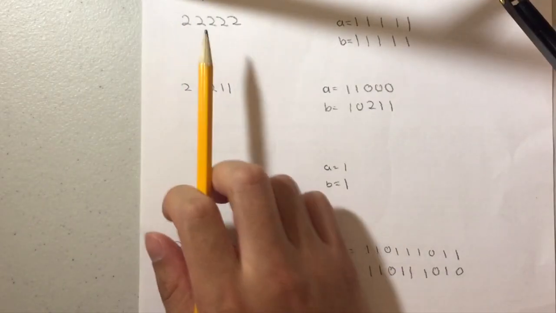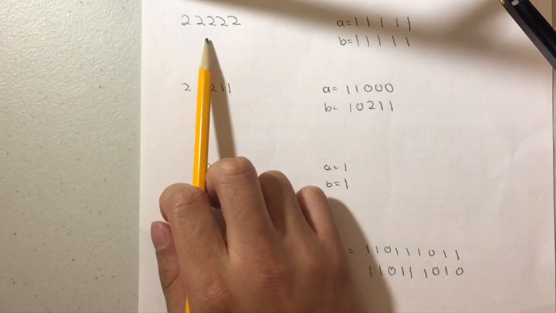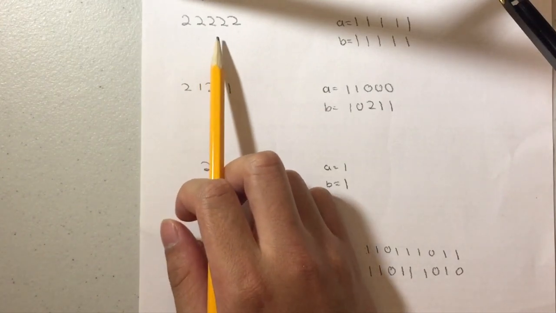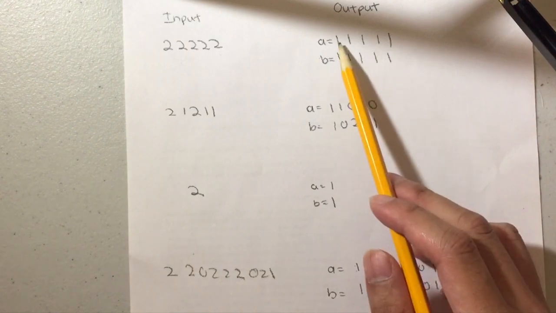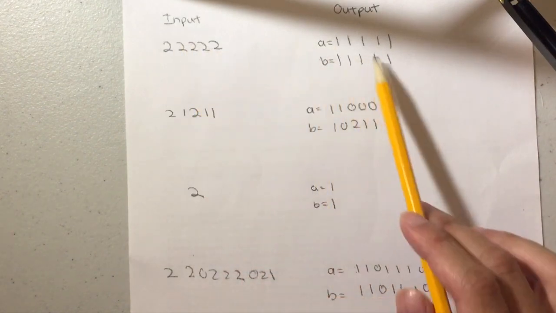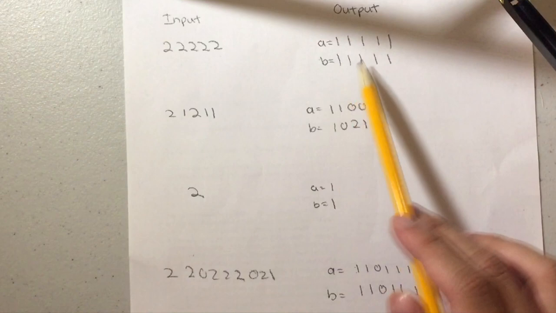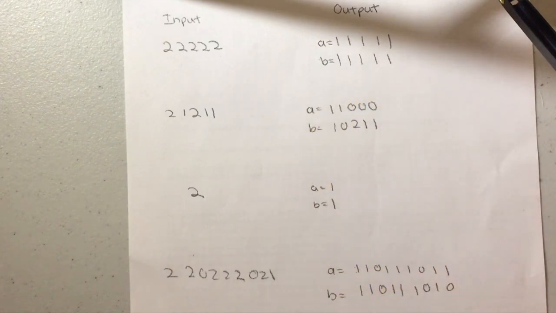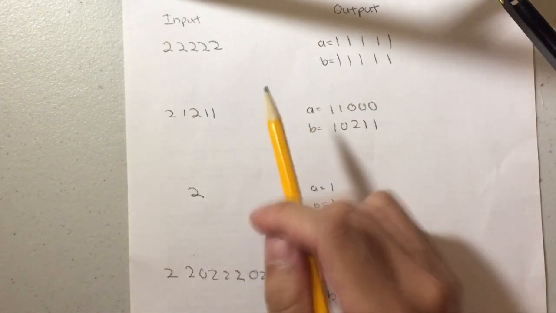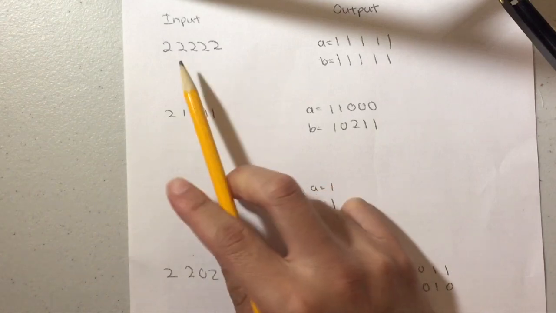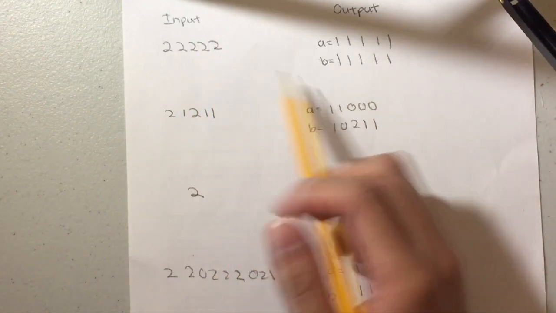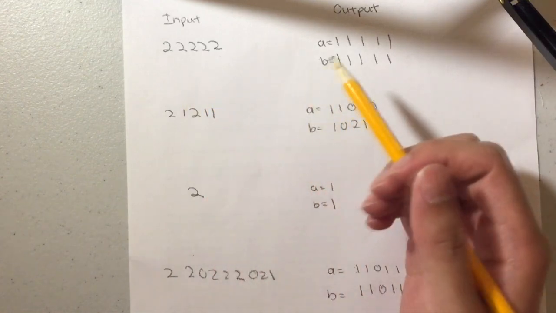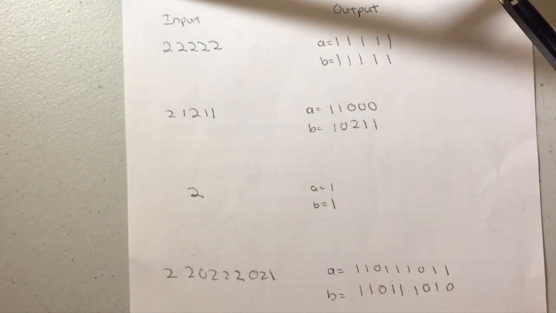Let's look at the first input statement, 2, 2, 2, 2, 2. Then they split the 2, 2, 2, 2, 2 into this A and B, and we see that all the values are all ones. So from the first input statement, I could probably guess that if I see a 2, I could split it into 1, 1. Just from looking at the first input statement, maybe that's right. I don't know. Let's assume it is.